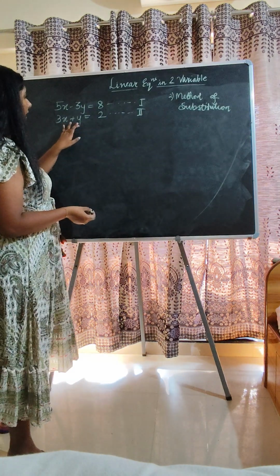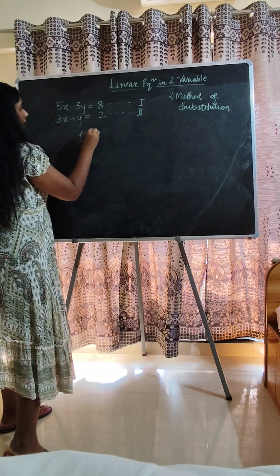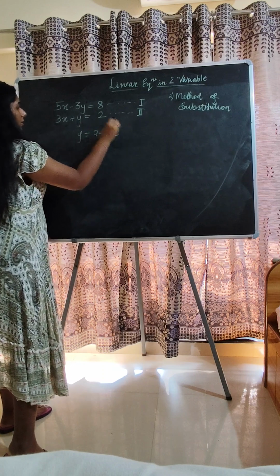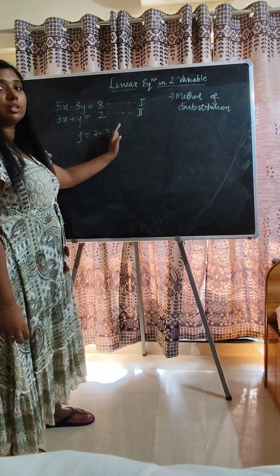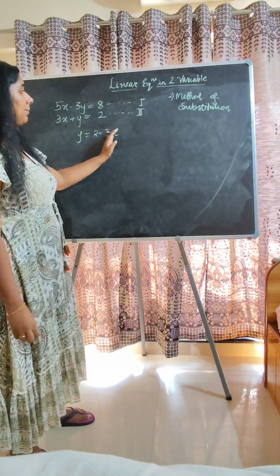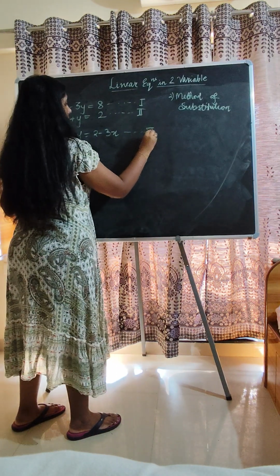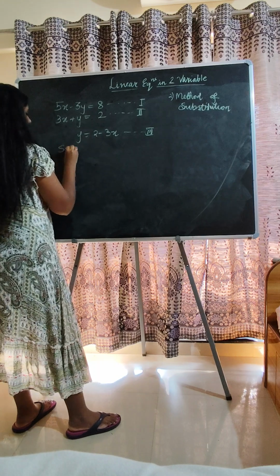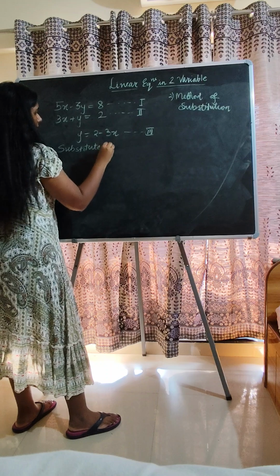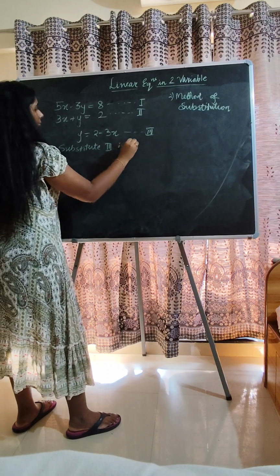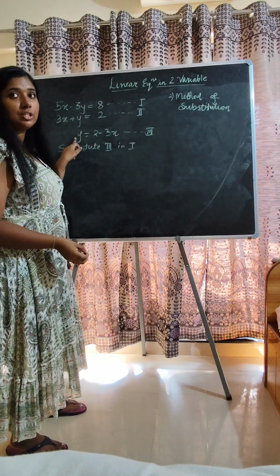So since y is easily available to us, we will take y as 2 minus 3x. I took 2 and I took 3x on the other side. So it was positive, it became negative. So this value, which is now equation 3, we substitute in equation 1. The reason I took y is because y's coefficient is 1.